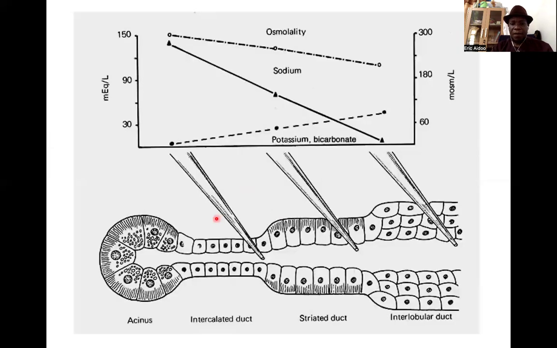So in a simplified diagram, this is what you have: the sinus, intercalated duct. Here you can see it's cuboidal. And then you have columnar here. And then when you extend beyond the striated duct, you have interlobular ducts. And these are more squamous in shape.